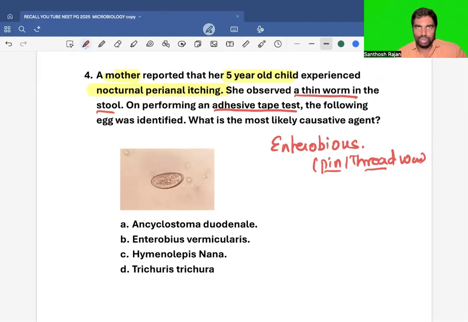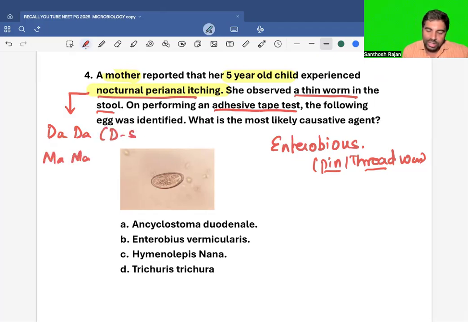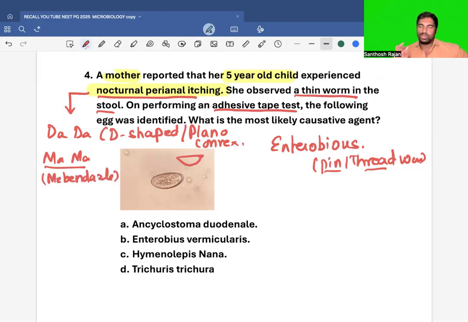And when you see that microscopy, what happened? You remember, always when babies have nocturnal itching, the baby will always say dada mama, dada mama, dada, because of the D-shaped egg. It's a plano-convex D-shaped egg. For remembering, we remember D-shaped. Basically, you call it plano-convex. And the drug of choice is mebendazole. Everywhere else you go with albendazole, here it is mebendazole. That's the clue.